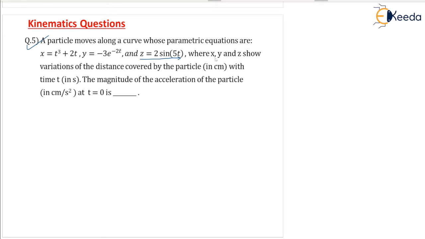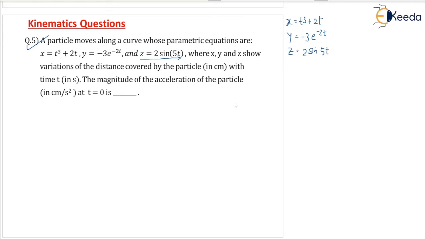So first of all, we write down the given condition. We'll write down x equal to t cube plus 2t and y is equal to minus 3 e to the power minus 2t and z is equal to 2 sine 5t.